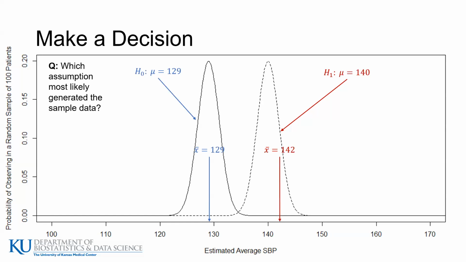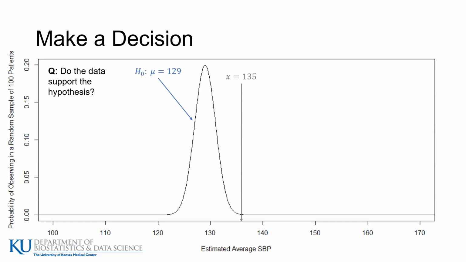And what distribution is more reasonable if we observe an X bar of 142? It's probably more likely from the alternative hypothesis. But what if we observe an average systolic blood pressure of 135 from our sample of 100 patients? This is a little less straightforward. It's not as obvious from this figure which hypothesis about our population is true.